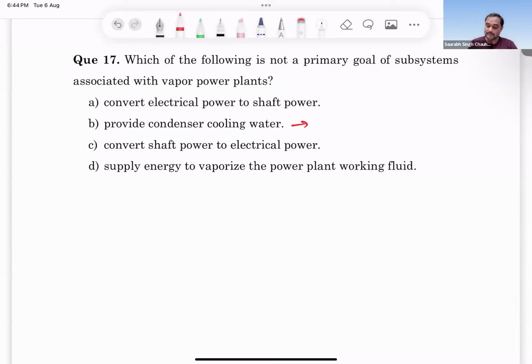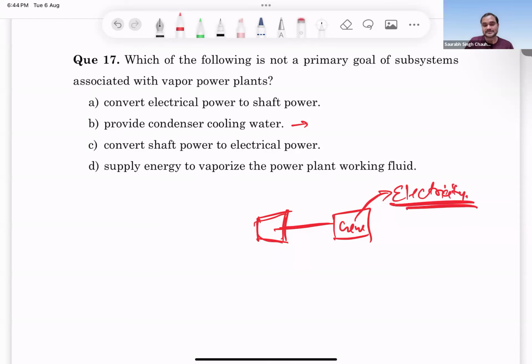Part C says convert shaft power to electrical power. If you are not converting shaft power to electrical power, then how will you transport your power produced? In the turbine, whatever shaft work you are producing, a generator is connected with that shaft, and that generator will produce some electricity, and that electricity will be supplied to the grid. So this is also an essential, primary part.